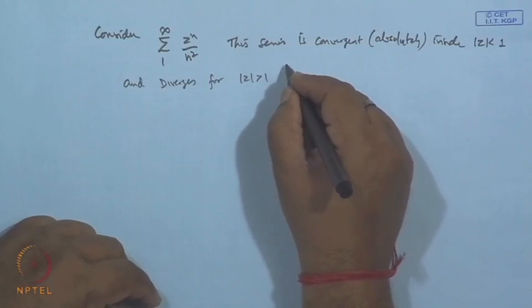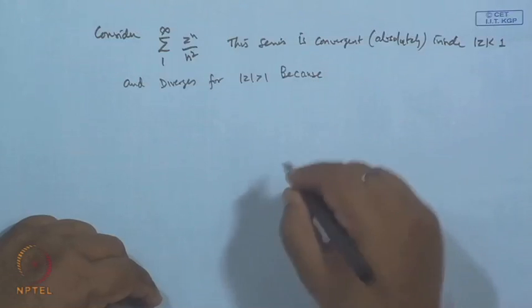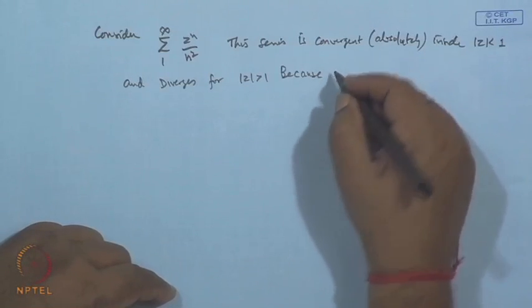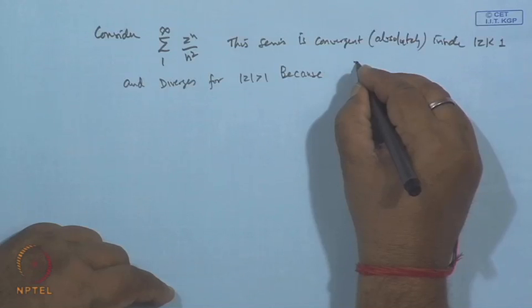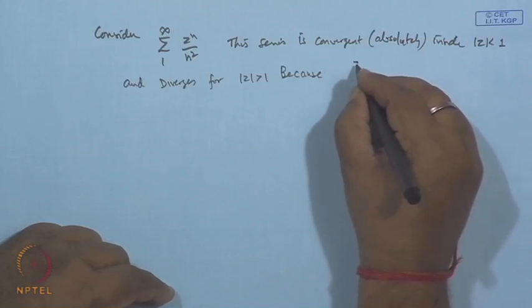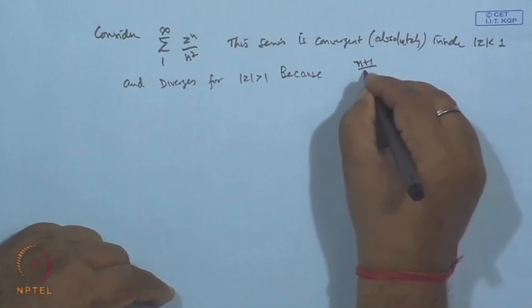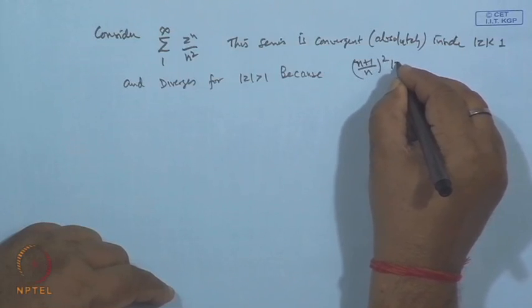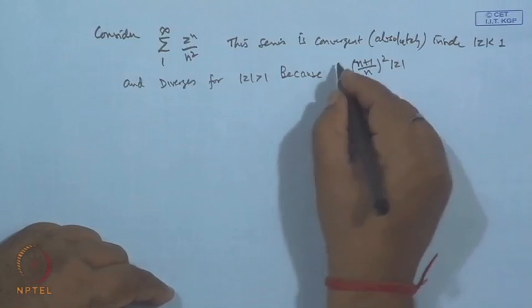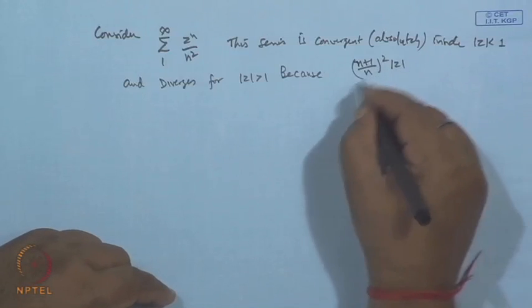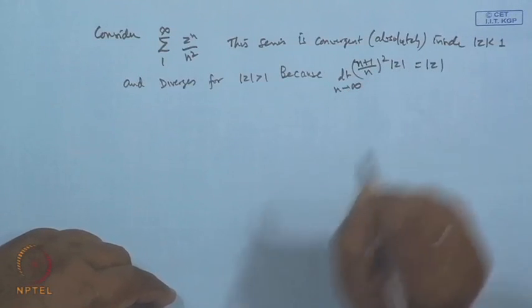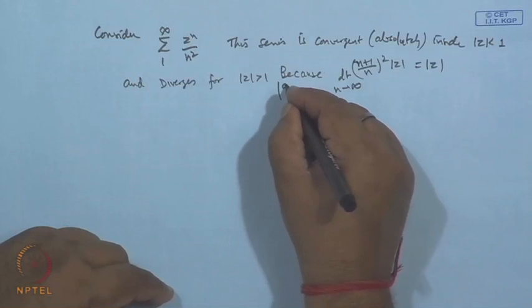The reason is, because if you use the ratio test, then what the ratio test says is that u_{n+1} over u_n is (n+1) by n whole squared into |z|. This is u_{n+1} over u_n. The limit as n tends to infinity is |z|. This is the ratio test.